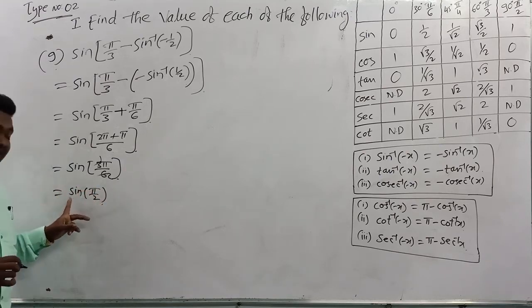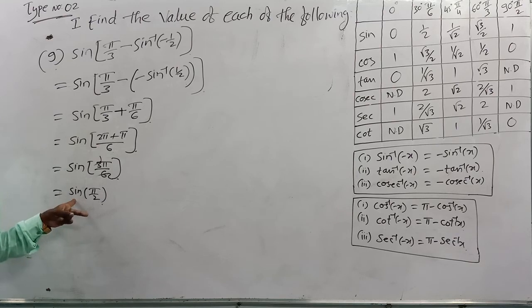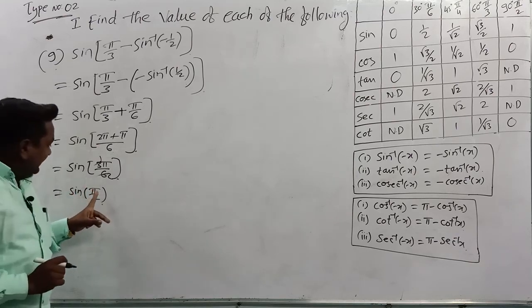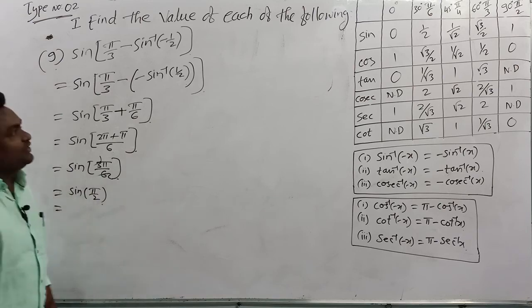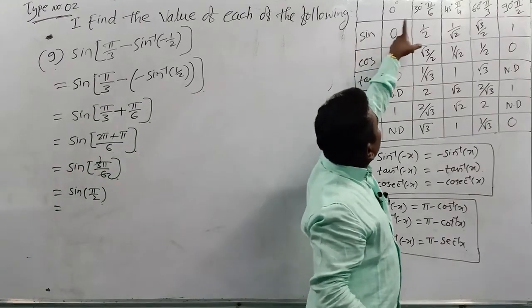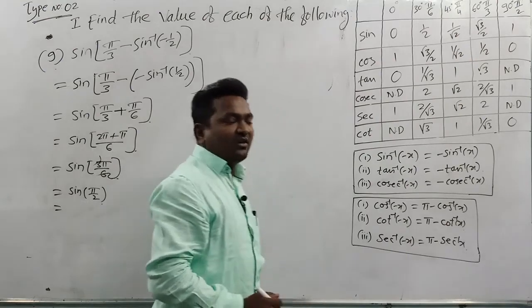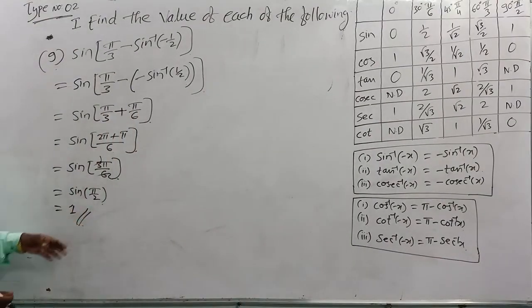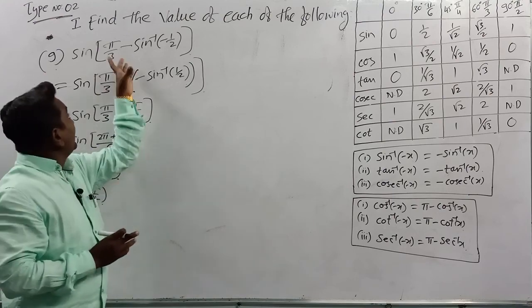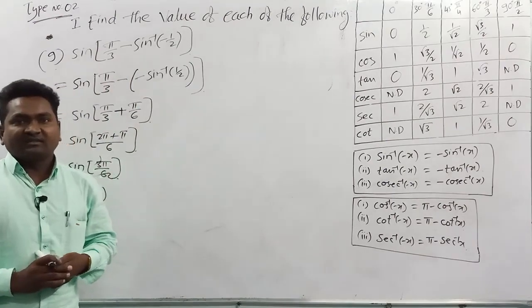See here, this is a trigonometric function, so the input value is an angle. Sine pi by 2 means sine 90 degree, which is equal to what? 1. So this is the required value of the given trigonometric and inverse trigonometric function. Thank you.